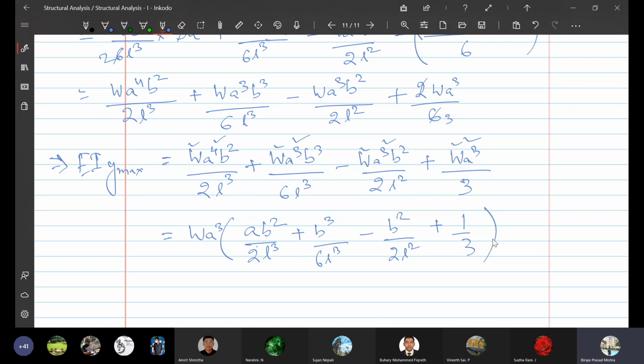So this becomes the maximum deflection. Or I can write y max as, into 1 by EI. Any doubts you have till now?